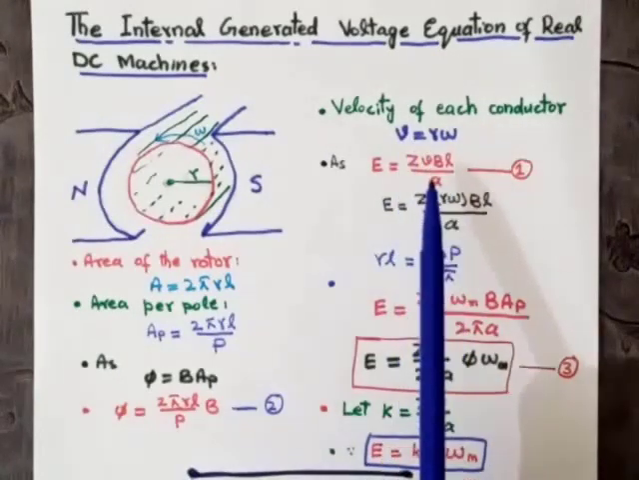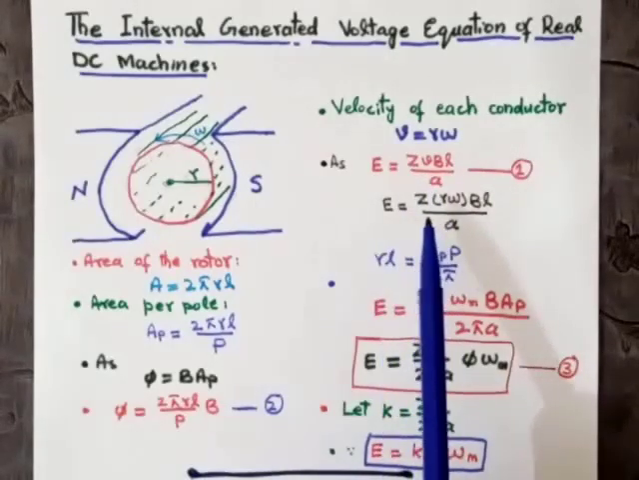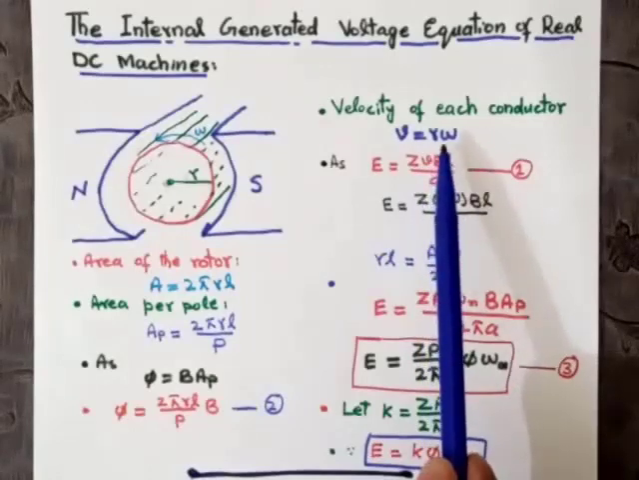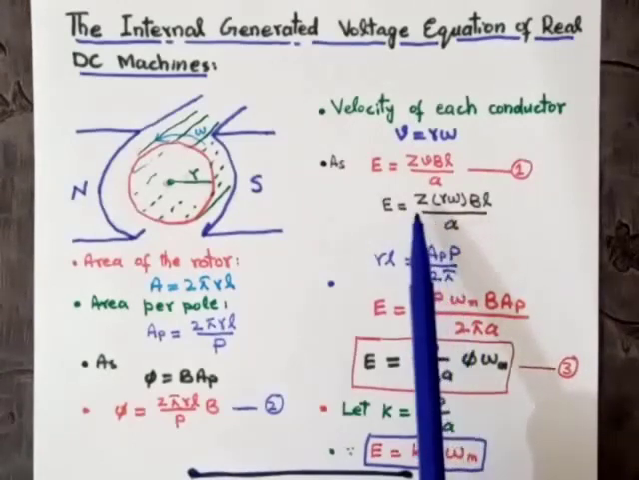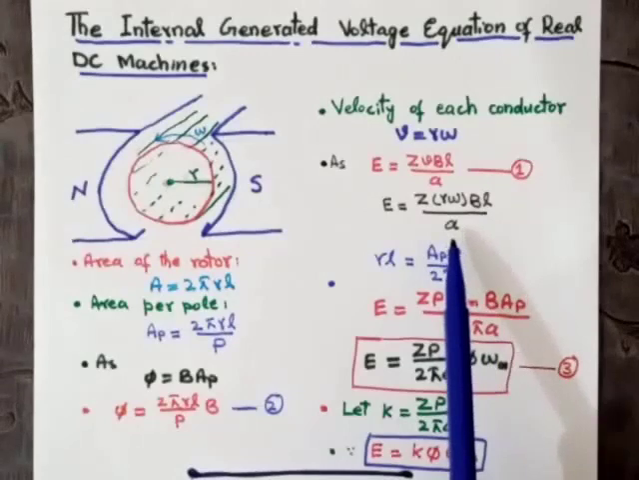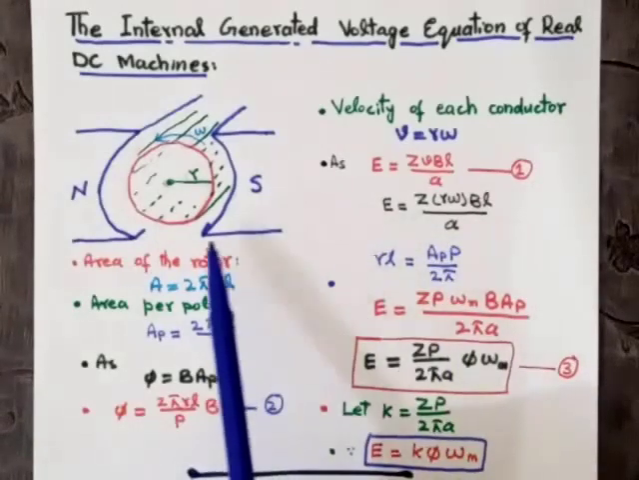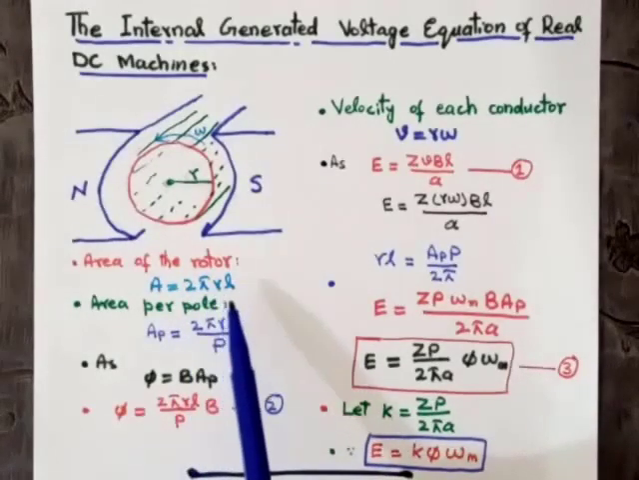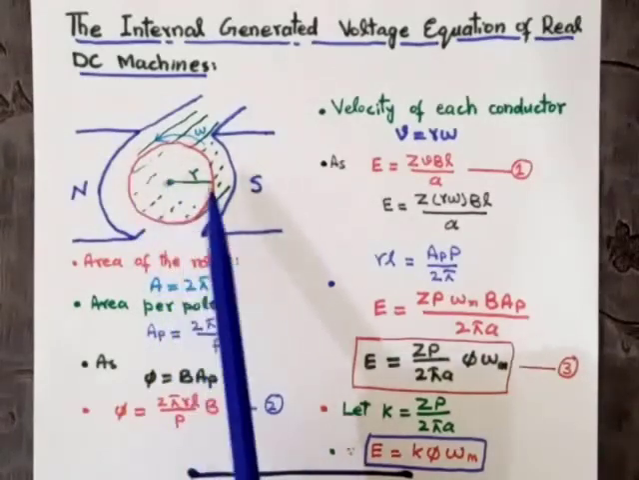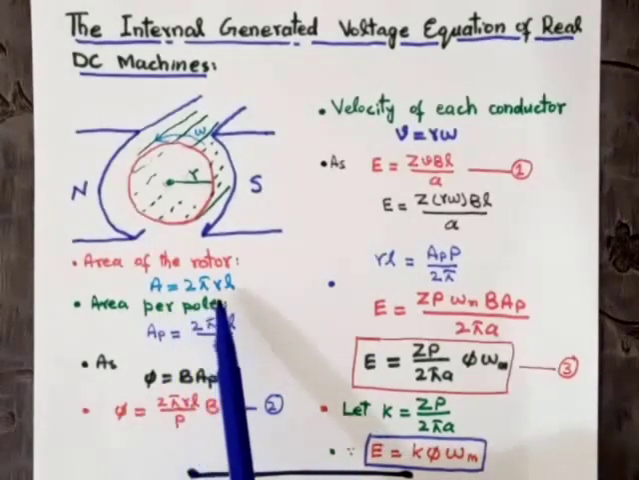Putting the value of V in the equation E is equal to Z over A into VBL, and as we know V is equal to R omega, we get E is equal to Z into R omega BL over A. As we know, the area of the rotor, which is like a cylinder, is written as A equals 2 pi R L, because the shape of the rotor is like a cylinder.